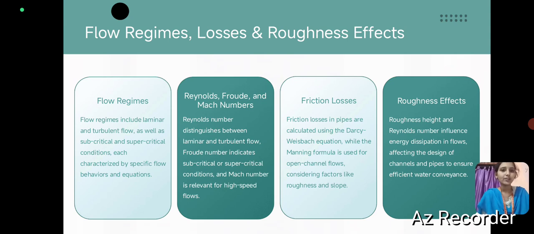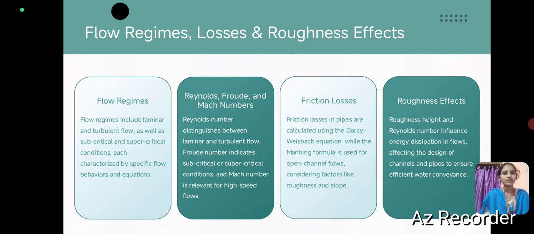Next, Reynolds, Froude and Mach numbers. Reynolds number distinguishes between laminar and turbulent flow, Froude number indicates subcritical or supercritical conditions, and Mach number is relevant for high speed flows.